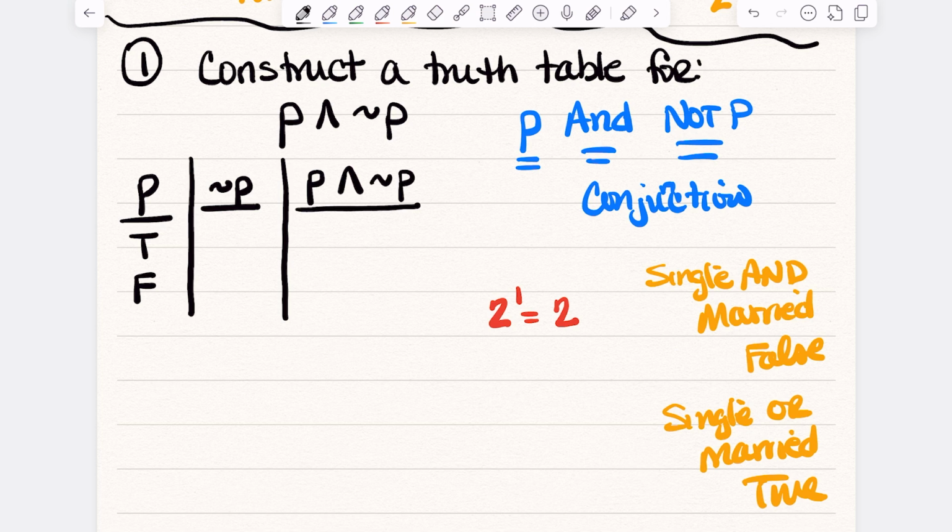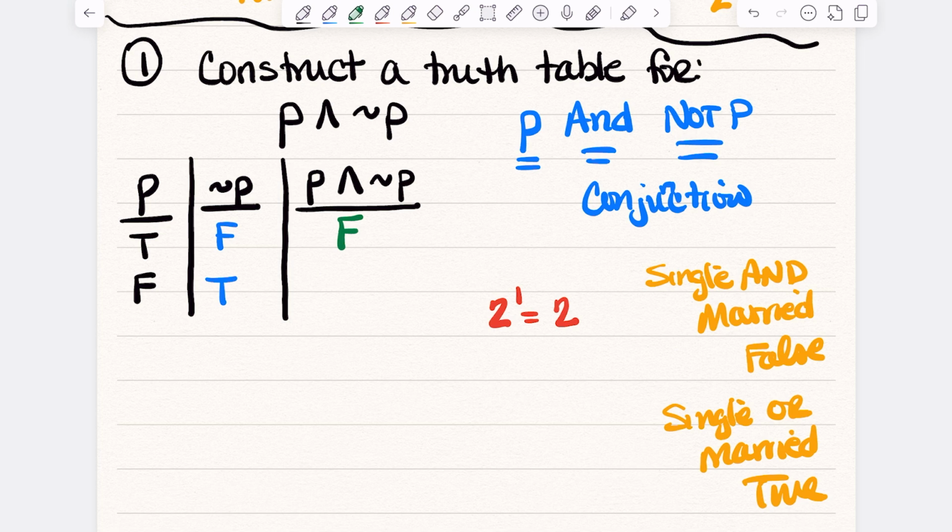So if P is true, then not P is going to be false. And if P is false, then not P is going to be true. So far, so good. The opposite, right? And then now I'm going to do the and. I'm going to look at this column and this column. So on this first row, I'm going to say true and false. If it's true and false, the entire statement is going to be what? Good, false. Because you can't be true and false. You have to be one or the other, right?